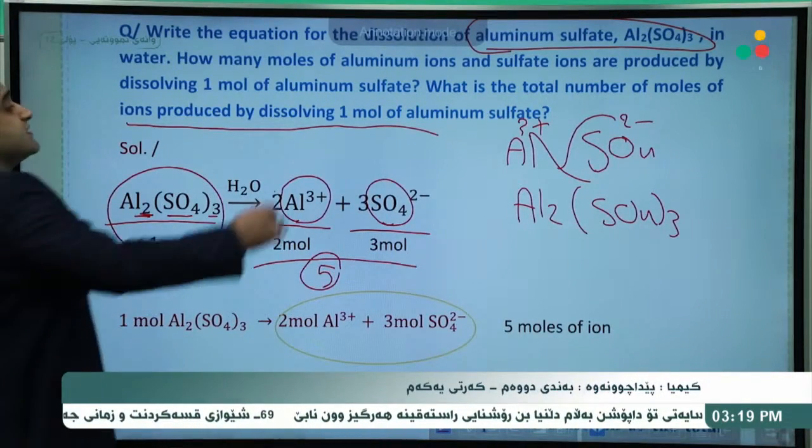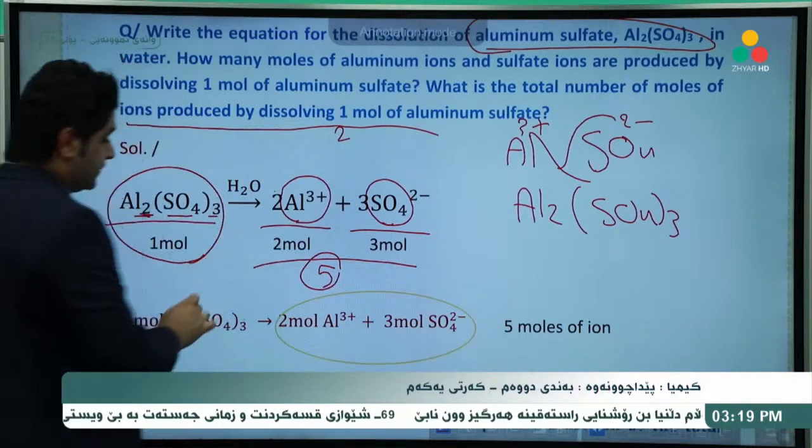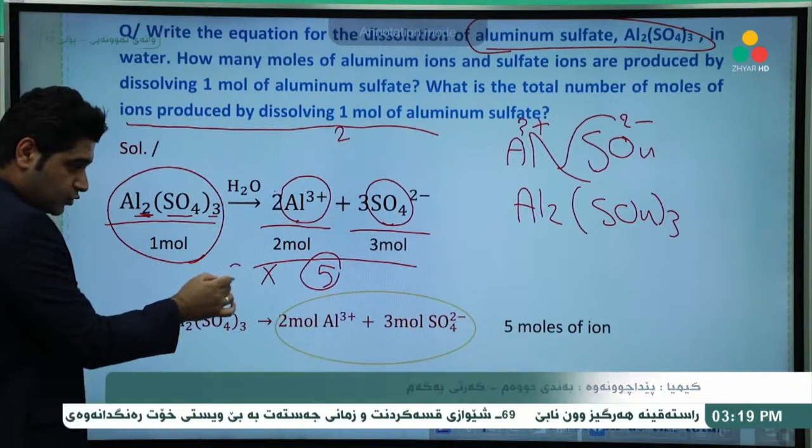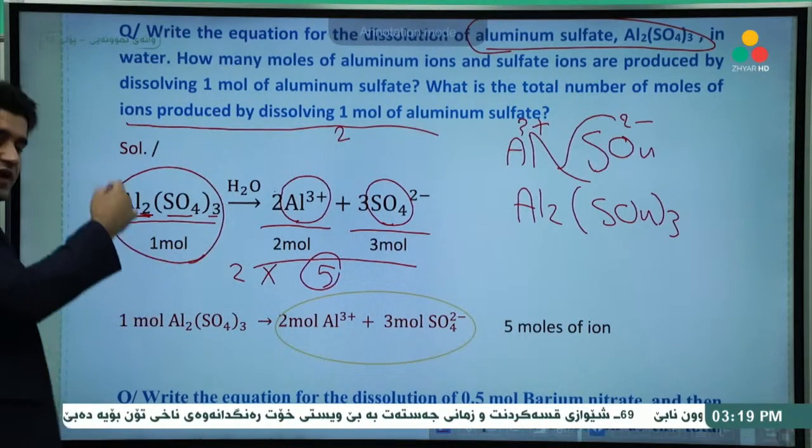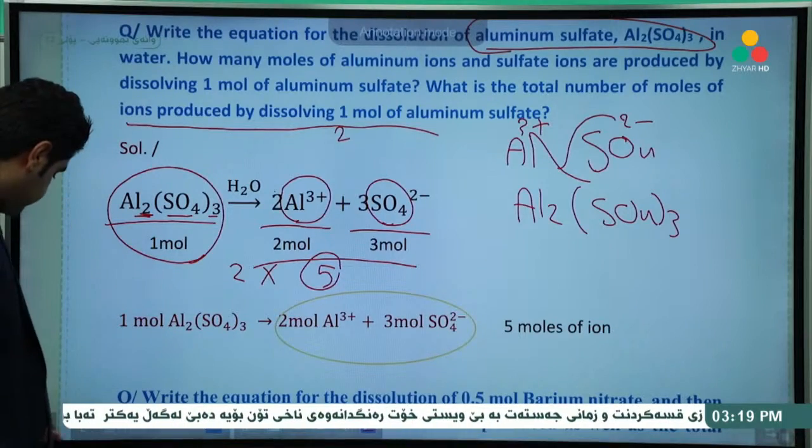What will happen if a question says 2 moles of aluminum sulfate? So we should multiply 5 by 2. For 3 moles, we should multiply 5 by 3. Okay?